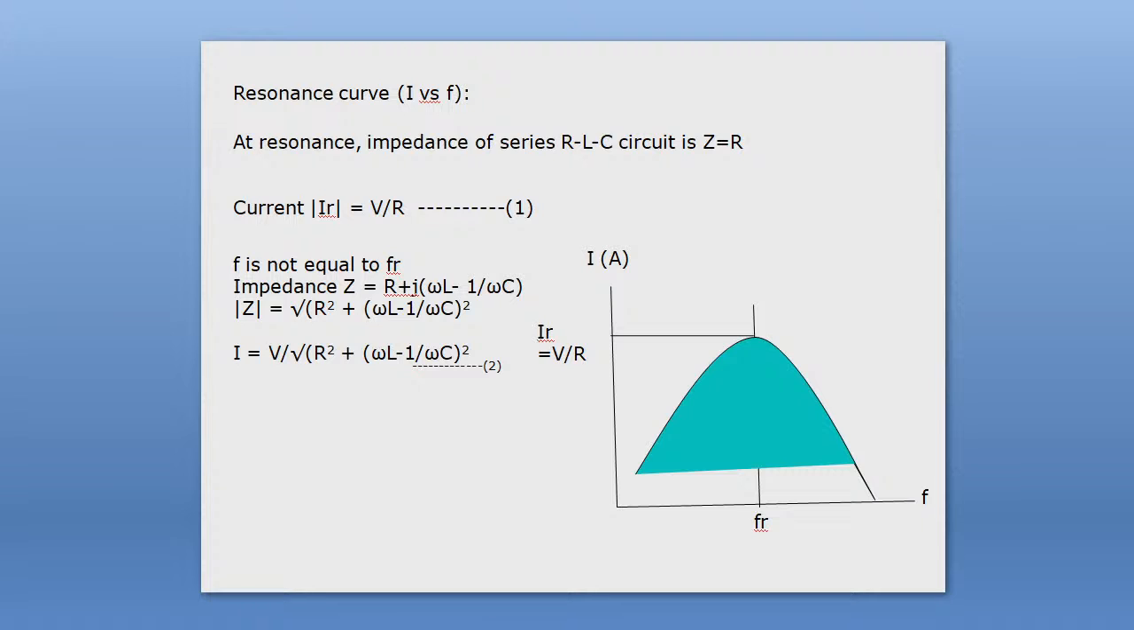Resonance curve means the variation of current for the series RLC circuit with the frequency of the applied signal. In our case, the applied signal is an AC voltage. The magnitude of the AC voltage is a constant, that is capital V.